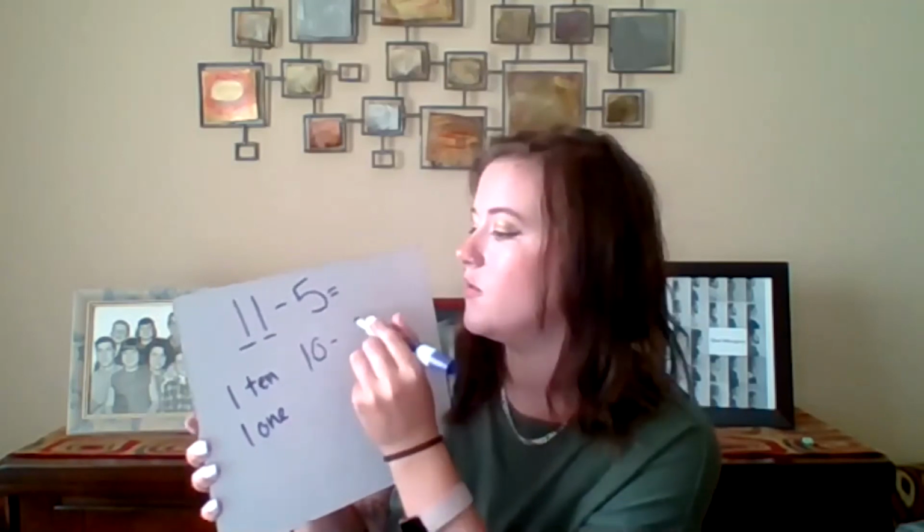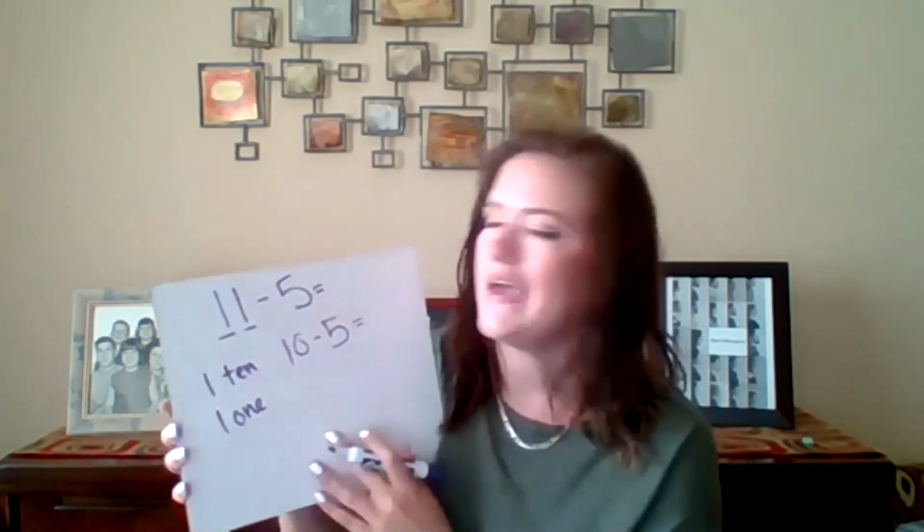We're going to subtract it by 5 from our original equation. And we know that 10 minus 5 is 5. Nice job. So then what? We're going to add 5 plus 1, because that's what we have left over, right? 5 plus 1, easy peasy, 6. So 11 minus 5 is 6. Nice job.